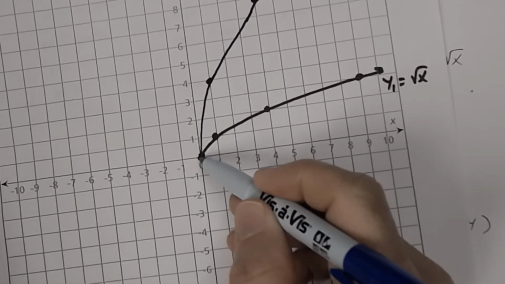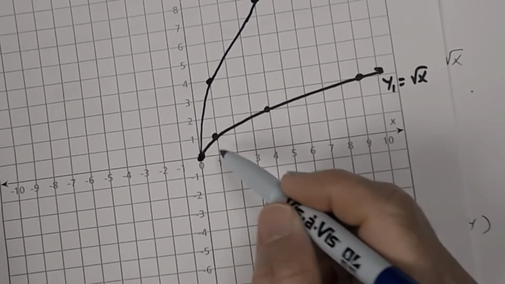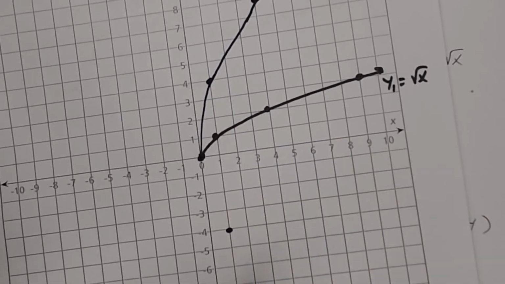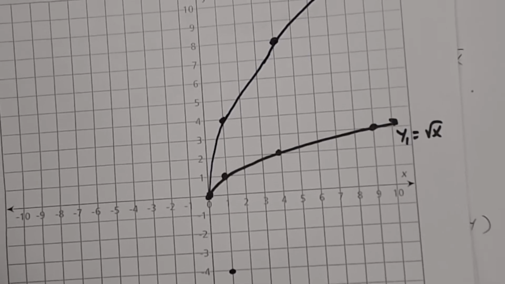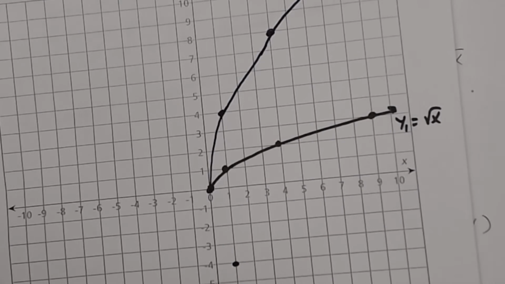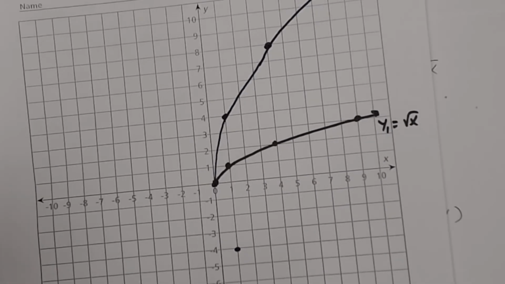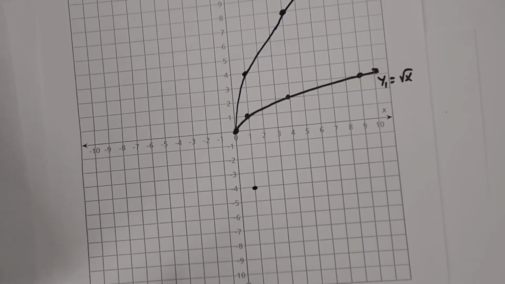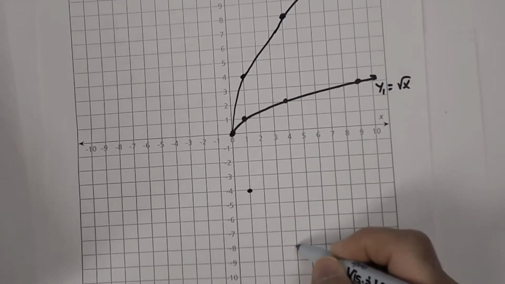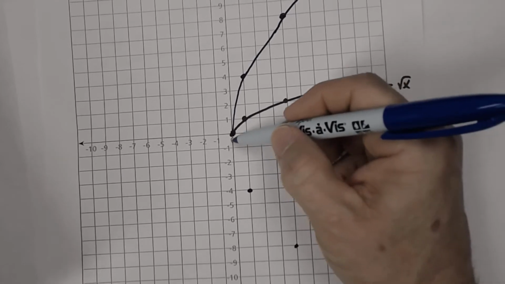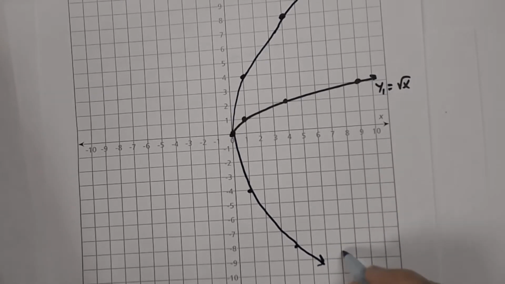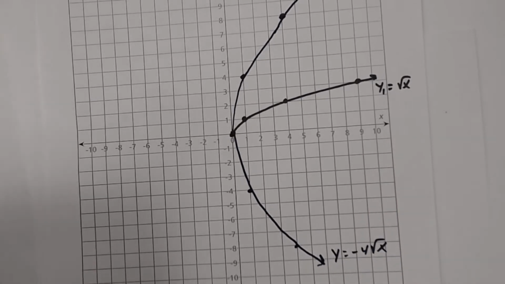So (0, 0), the y value is 0. The opposite of 0 is still 0, so that stays here. (1, 4) becomes what point? (1, -4). And then (4, 8) becomes what point? (4, -8). I'll go ahead and just move this up a little. So (4, -8). Then you just draw your graph, and this right here is y equals -4 square root of x. So this is what the final graph looks like.